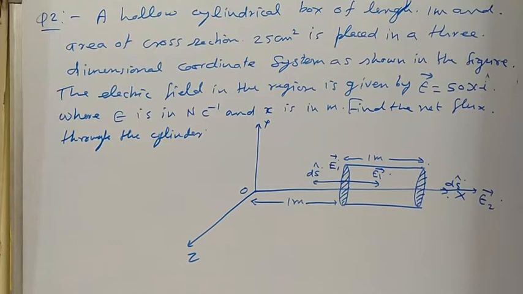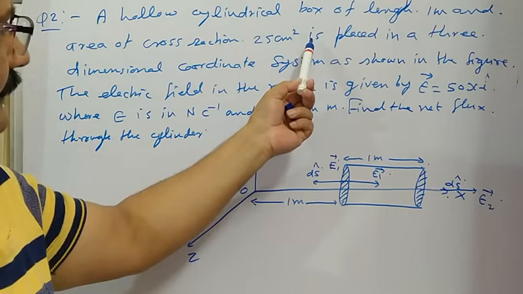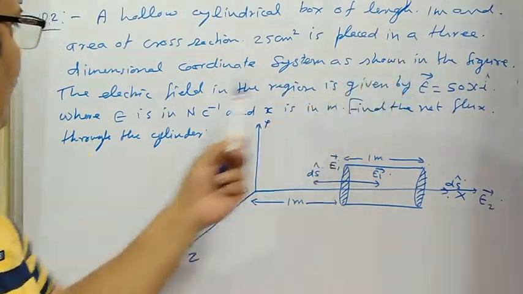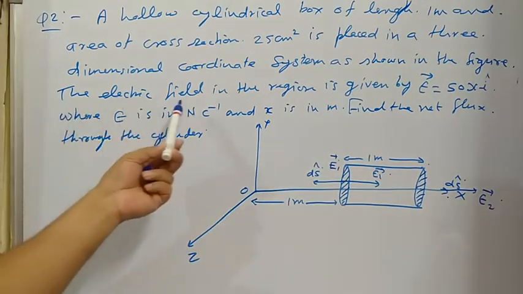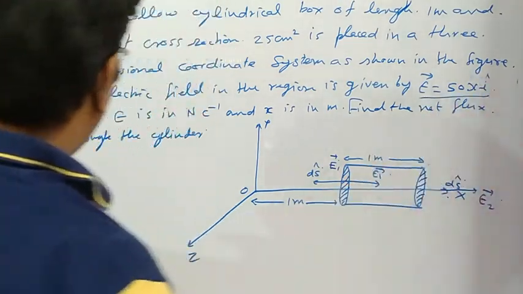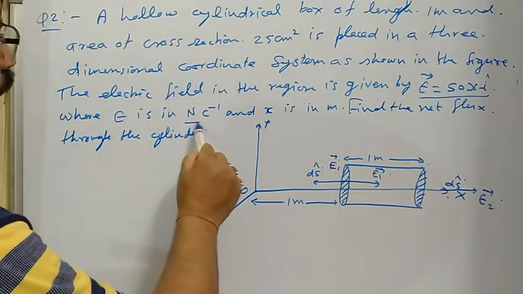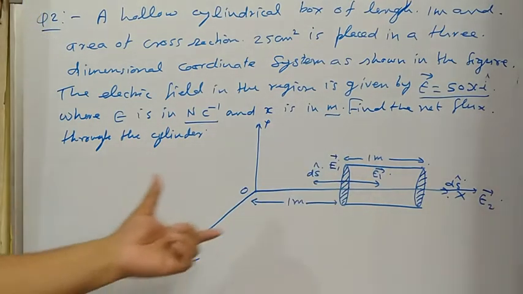So students, this is another numerical question to calculate electric flux associated with a cylinder. The question is: a hollow cylindrical box of length 1 meter and area of cross section 25 centimeter square is placed in a 3-dimensional coordinate system as shown in the figure. The electric field in the region is given by E equals 50 x i cap, where E is in Newton Coulomb inverse and x is in meter. Find the net flux through the cylinder.